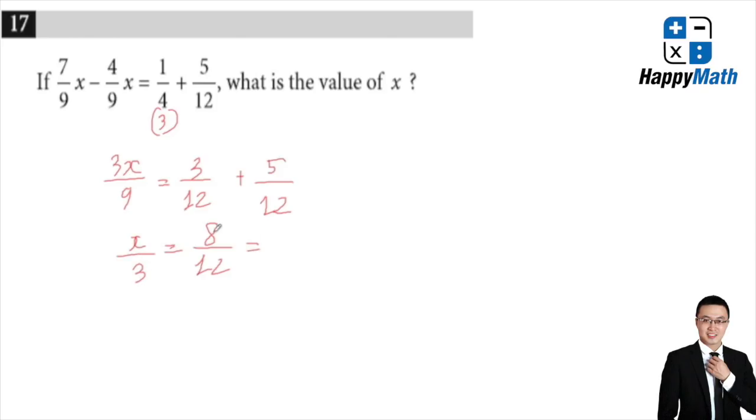And 8 over 12 can be divided by 4. So x over 3 equals 2 over 3. So x will be equal to 2. So 2 is my final answer.